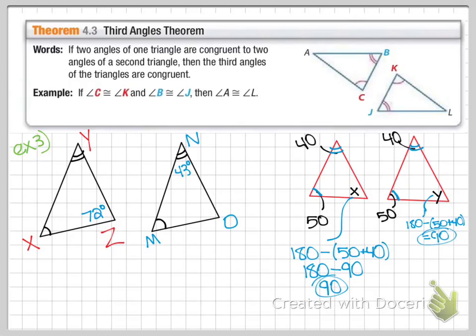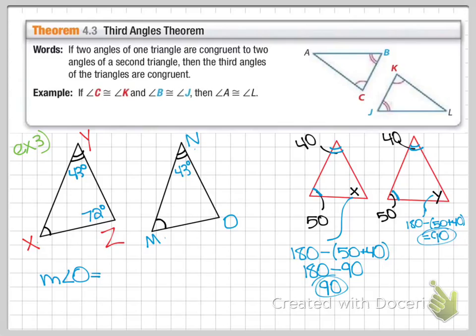So let's look at this example. What I want us to do here is to find the measure of angle O. Let's look at what we've got. We've got that x pairs up with m, and also that y pairs up with n. So that means that y is also 43. They have the same measures.